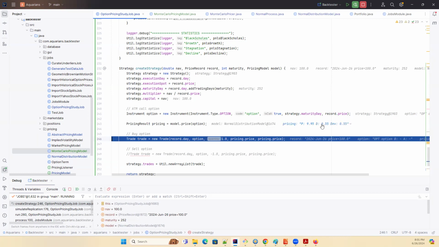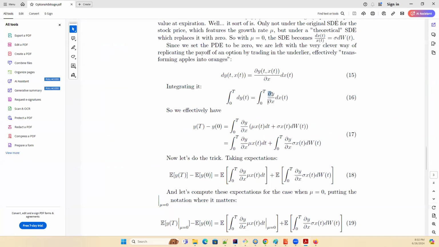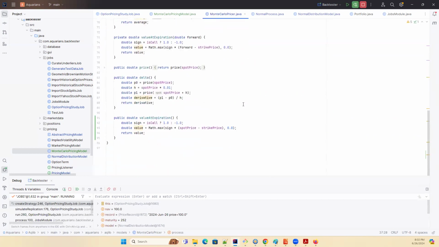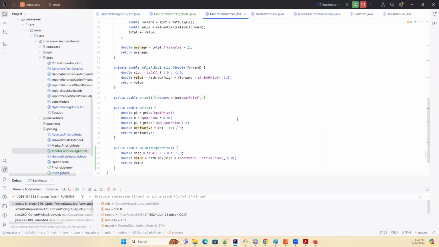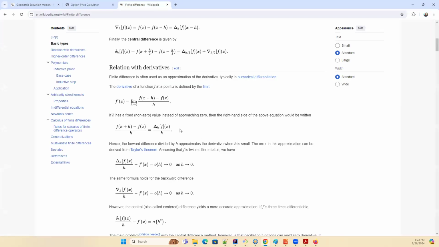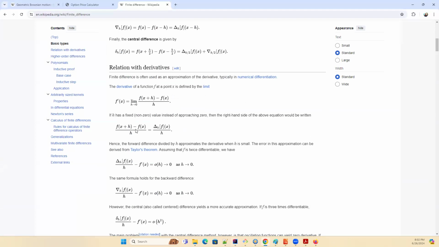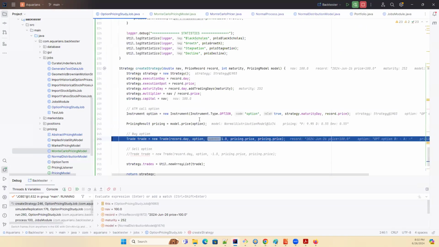What is the delta? Delta is this important thing. It's the derivative of the option with respect to the stock, and how we calculate it for the Monte Carlo pricer. For Black-Scholes, it's simple because we have a formula. For Monte Carlo, we use the finite difference formula for calculating a derivative. So price if the spot is what it currently is, and if the spot goes a little bit up, we have a new price, and the derivative is this thing. So we can calculate it numerically.